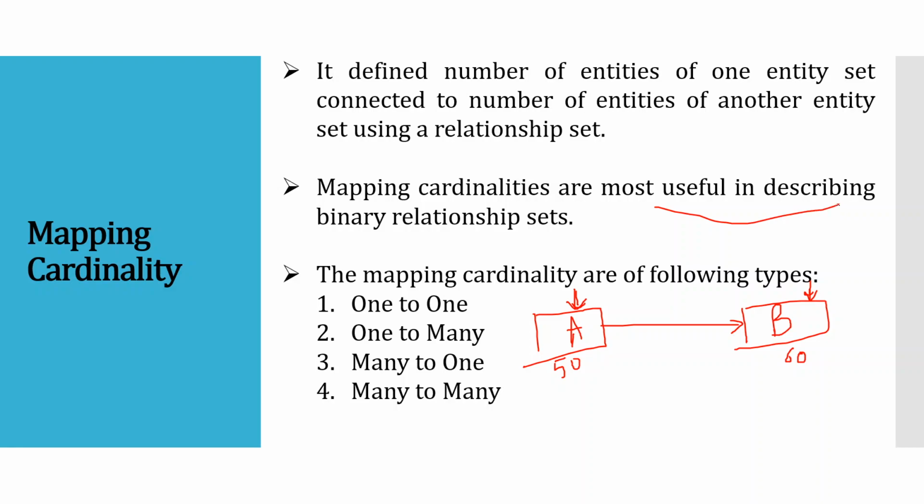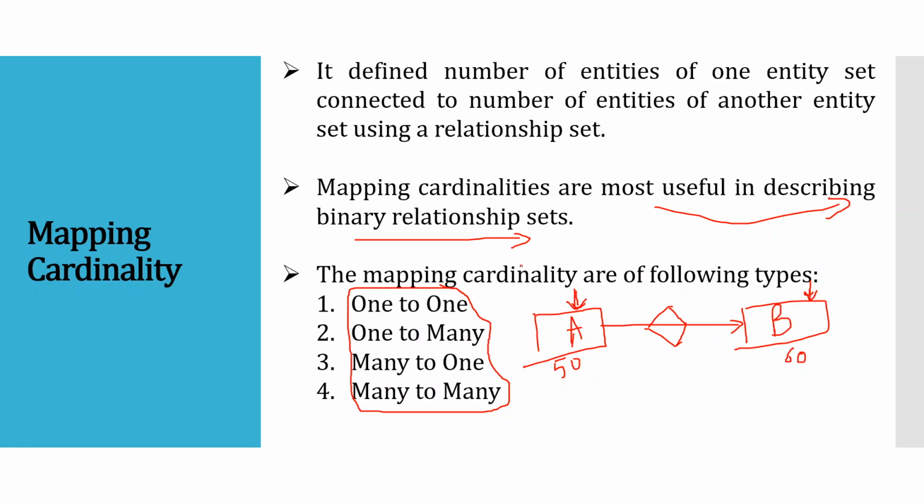It is most useful in describing binary relationship sets. If you have only two entity sets connected with this diamond shape, then it is most useful to show the relationship. We have mainly four types: one to one, one to many, many to one, and many to many. These are the types of mapping cardinalities and a most important question for your examination. Right? Any doubt in mapping cardinality theory?